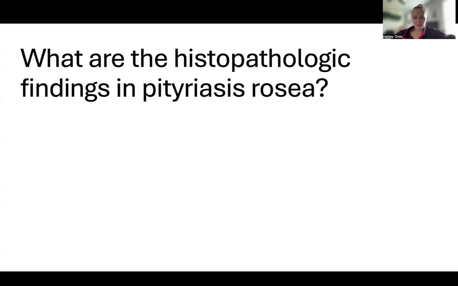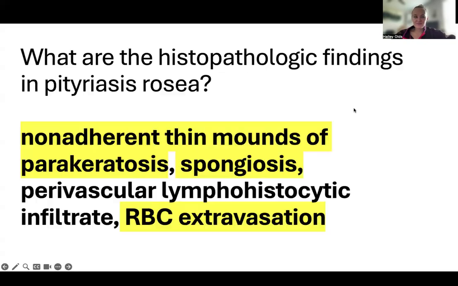What are the derm path findings in pityriasis rosea? So this has the non-adherent thin mounds of parakeratosis, spongiosis, red blood cell extravasation, and a perivascular infiltrate. So don't bank on the red blood cell extravasation because you can see that in a lot of other things. But this is something that can point you towards this.